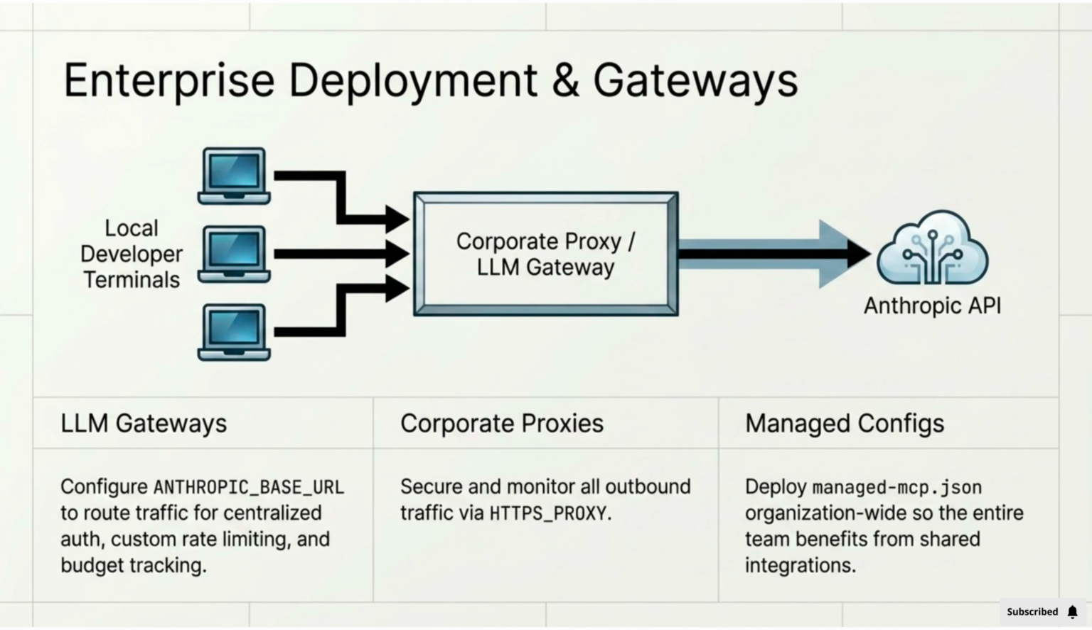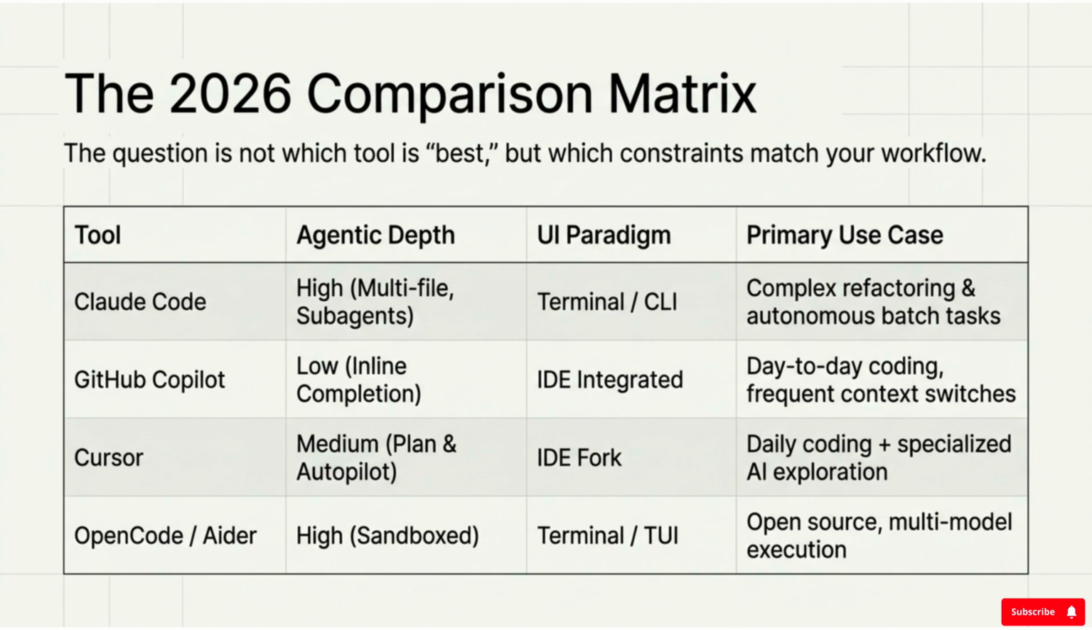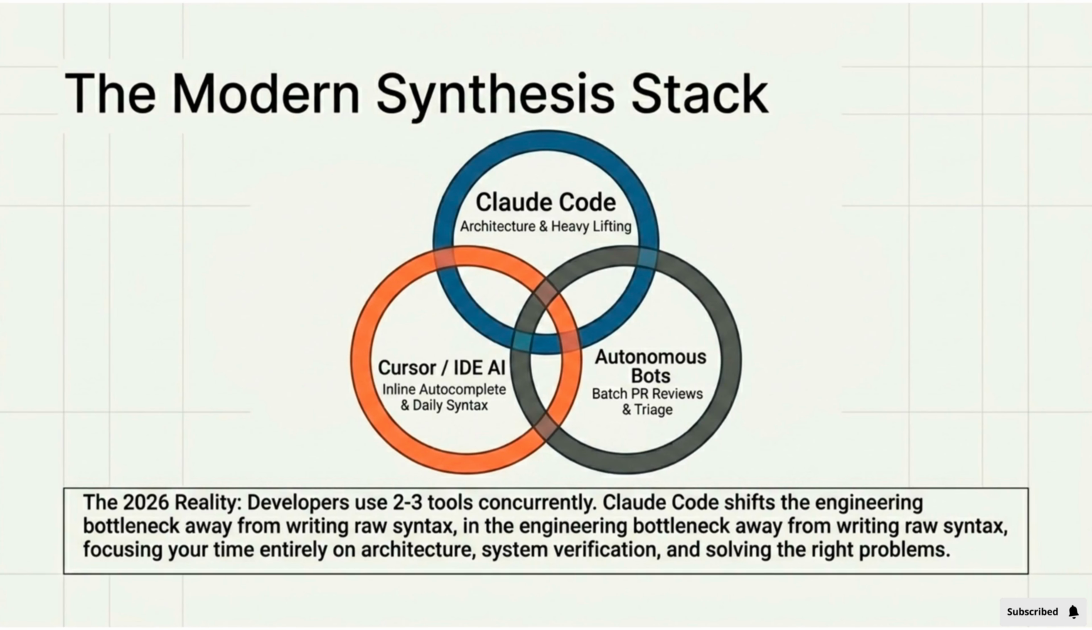For enterprise deployment, LLM gateways configure traffic routing for centralized auth and rate limiting. Corporate proxies secure outbound traffic, and managed configs deploy organization-wide benefits. The 2026 comparison matrix shows that Claude Code excels in complex refactoring and autonomous batch tasks through high agentic depth and a terminal/CLI interface. The modern synthesis stack suggests developers use multiple tools concurrently. Claude Code focuses on architecture and system verification, shifting the engineering bottleneck away from writing raw syntax.